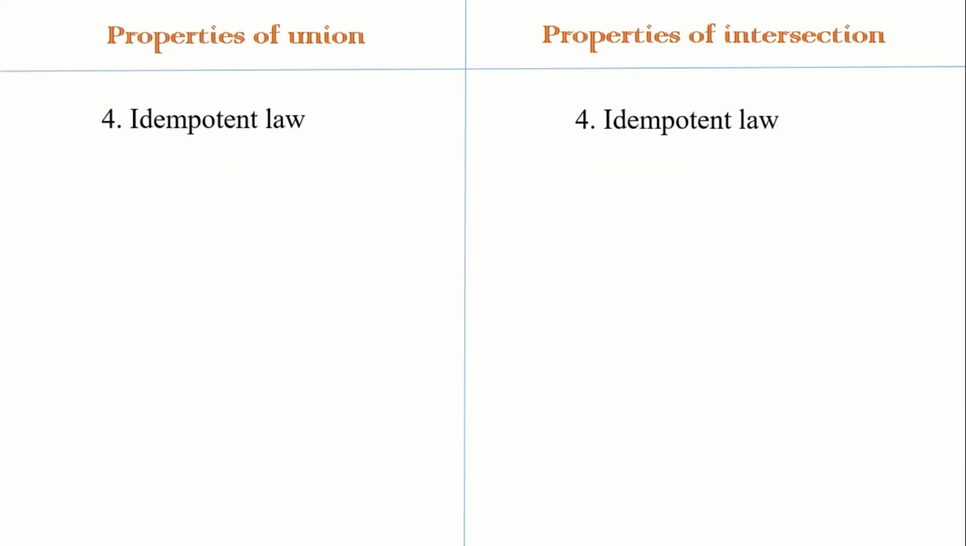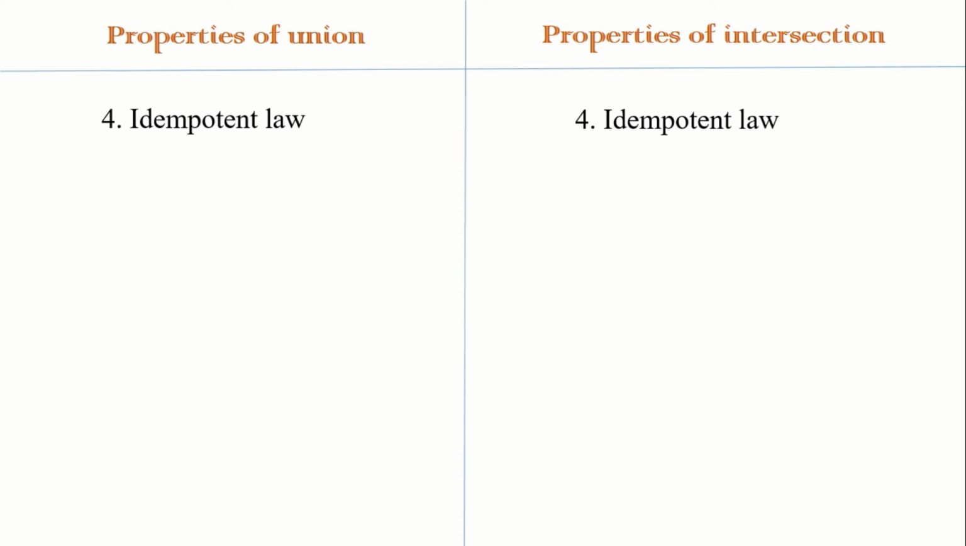The next one is the idempotent law. Idempotent means unchanged. For example, the numbers 0 and 1 are idempotent under multiplication. If we multiply 0 with 0 any number of times, we get 0 only. Similarly, if we multiply 1 with 1 any number of times, we get 1. So thus 0 and 1 are idempotent. Literally, idempotent means a number multiplied by itself gives the same number.